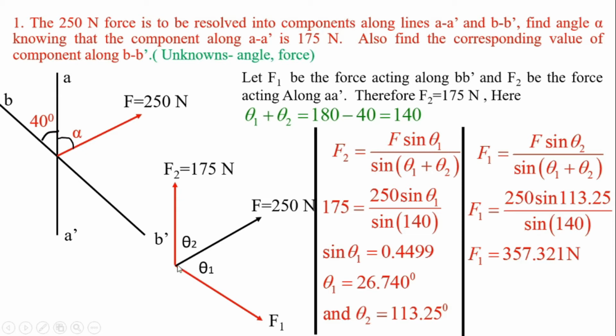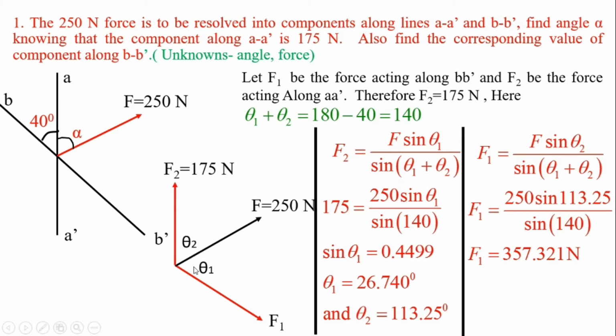Here I am drawing the new sketch. This is force F, which is to be resolved, 250 Newton. This force is designated by letter F. This is direction AA dash. I am assuming that F1 is the force acting along BB dash and F2 is the force acting along AA dash, so I am showing F2 acting along AA dash and F1 acting along BB dash. And now I am using these notations F, F1, theta 1, theta 2, etc.